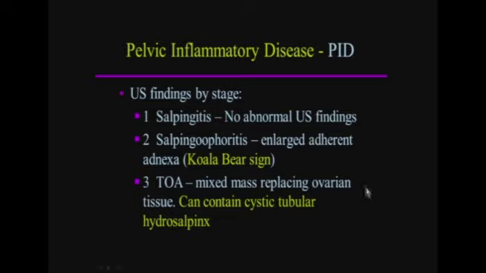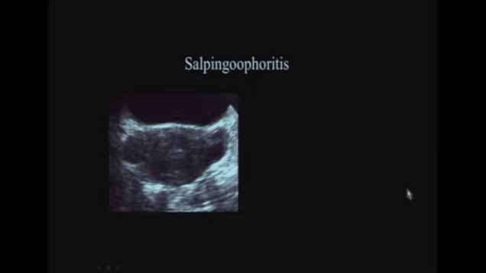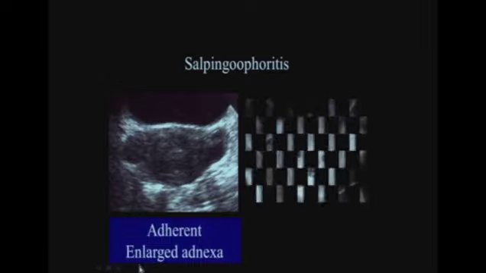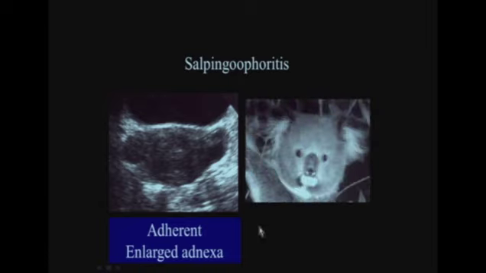Tubo-ovarian abscess is a mixed mass replacing ovarian tissue, and it can often have a cystic tubular structure within it, the hydrosalpinx. So this is an example of salpingo-oophoritis. One sees the ovary hugging the uterus. There's no space between it. Sometimes there's a prominent endometrial cavity that can look like the nose of a koala bear. So this would be the prominent hugging ovaries.